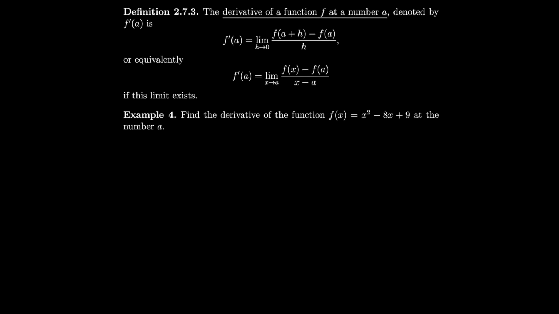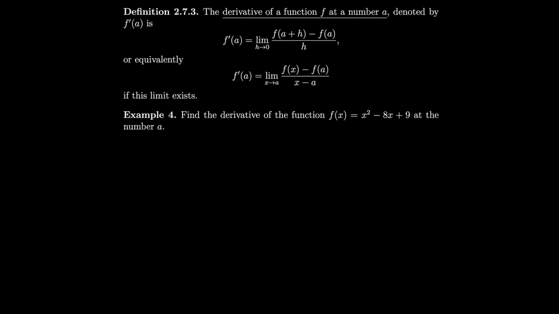The derivative of a function f at a number a, denoted by f prime of a, is defined to be the limit of f of a plus h minus f of a over h as h goes to 0. We read that as f prime of a. Remember, this is the exact same thing as the first limit we talked about, the slope of the secant line, which is f of x minus f of a over x minus a, provided these limits exist.